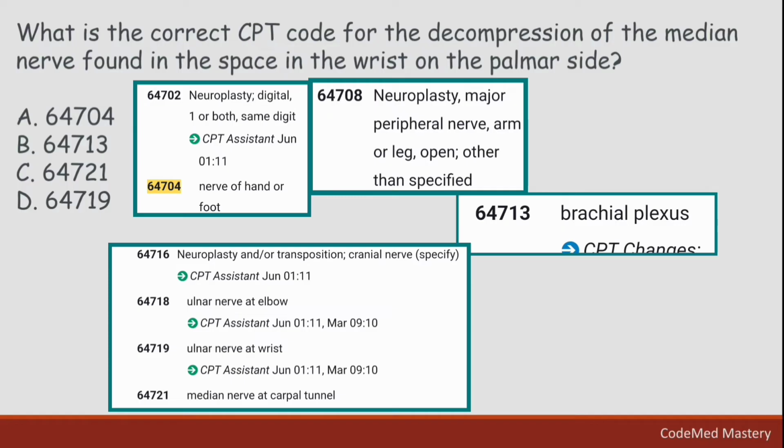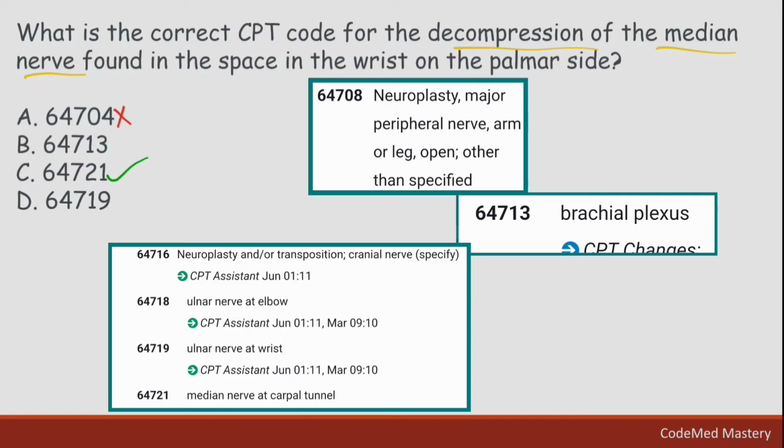So which among these is the right code? The right code is 64721, that is for neuroplasty or transposition, median nerve at carpal tunnel. And in the scenario you can see there is decompression of the median nerve, right? So the key term to find the right answer was median nerve. So the right code is 64721. We'll eliminate option A 64704 because that is for neuroplasty, nerve of hand or foot. But we have to code for median nerve. So we'll eliminate option A.